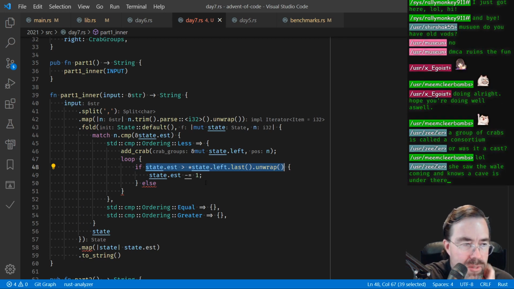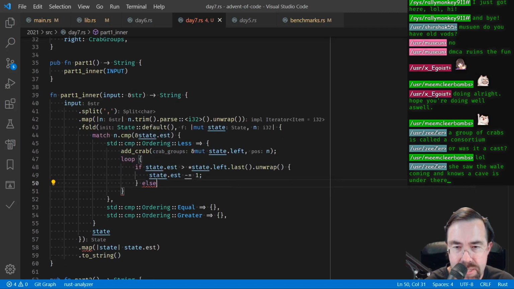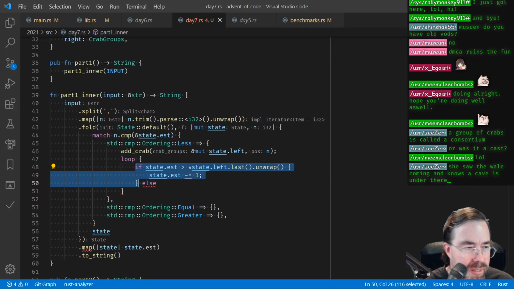Saw the whale coming and knows the cave is under there. I see. She's trying to find that cavern. She's trying to help the crabs. Okay, I'm getting hung up on this. Oh no, I'm being raided back from Anthony Wright's code.